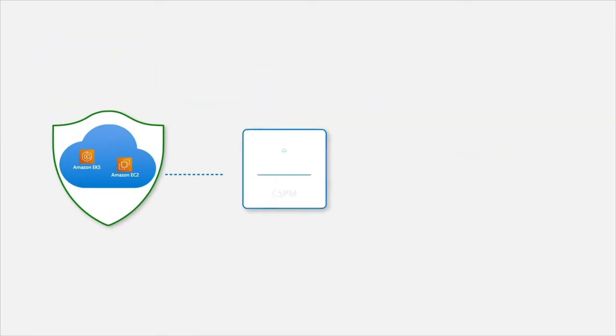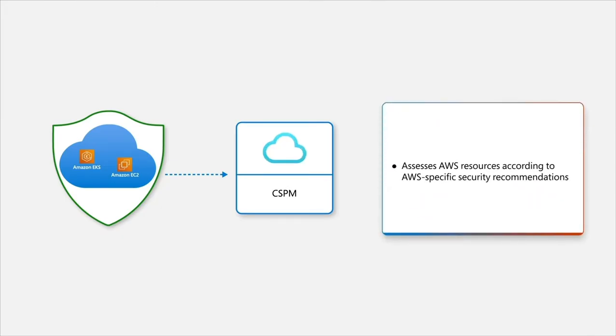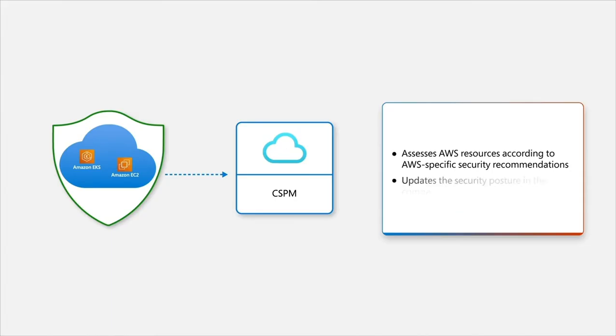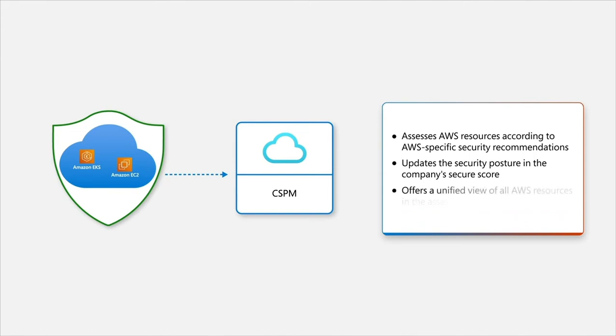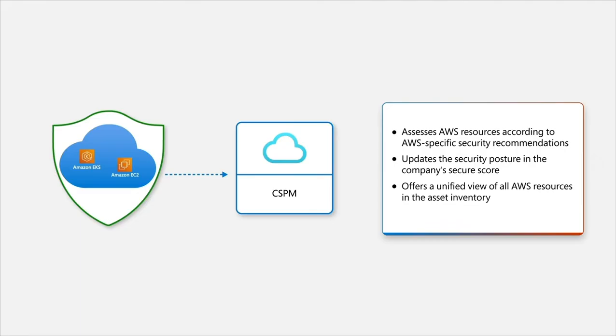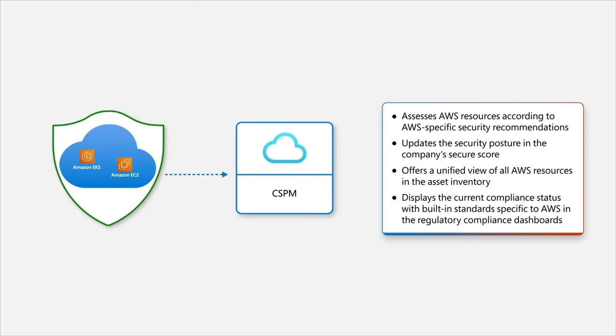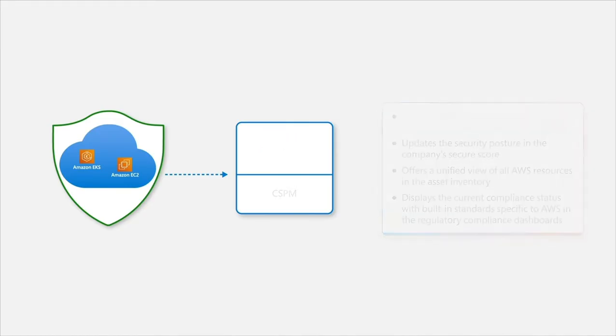In particular, CSPM assesses AWS resources according to AWS-specific security recommendations and updates accordingly the security posture in the company's secure score. The Asset Inventory offers a unified view of all AWS resources. The regulatory compliance dashboards display the current compliance status with built-in standards specific to AWS, including AWS CIS, AWS PCI DSS, and AWS Foundational Security Best Practices.